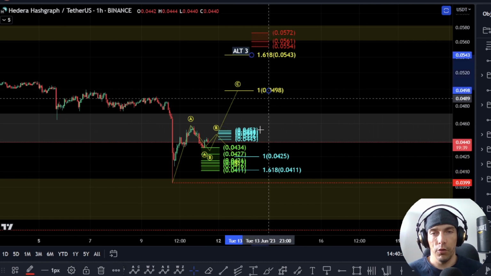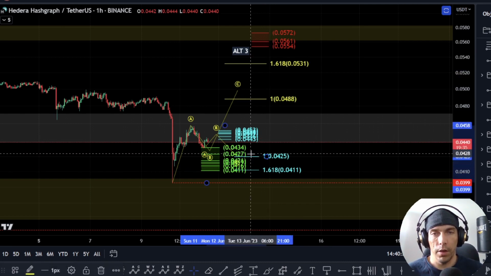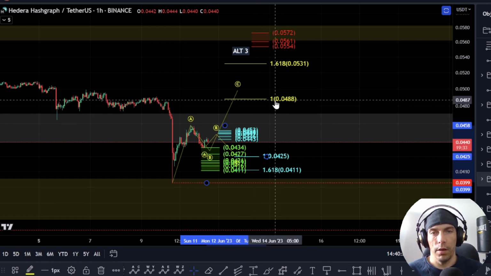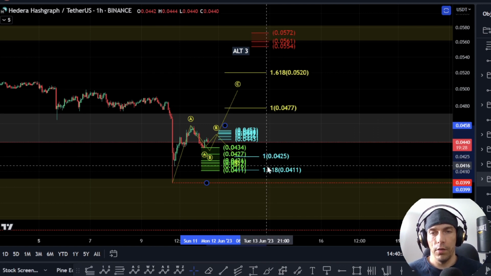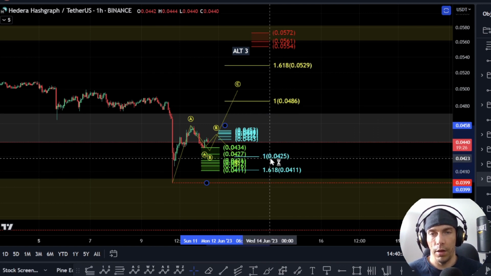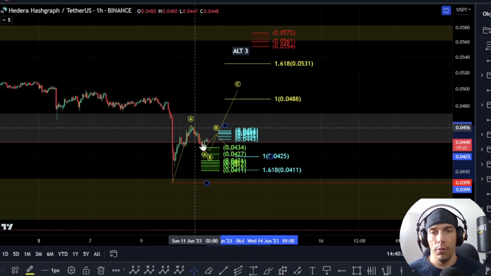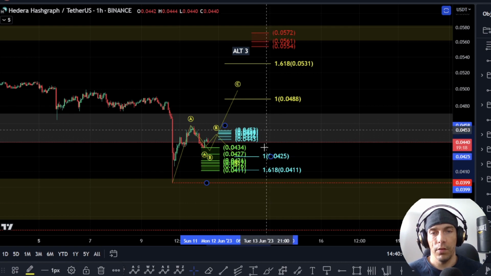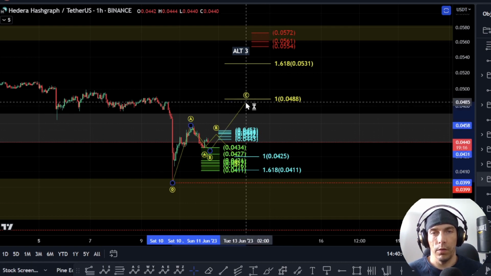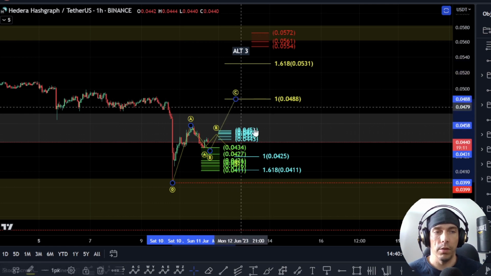Alternatively, if we do look to push down deeper, and we actually look to push down towards this 1-to-1 level down here, what we could actually see is our 1-to-1 come back into these highs at the 0488. So I'll be keeping an eye on that. Obviously, the deeper we go, the lower these targets become. So we need to just monitor the actual structure to the downside here. If we do get this bigger ABC pattern down towards a 0425, then potentially what we'd be looking for would be this 0488 and this 0531 as those two respective targets.